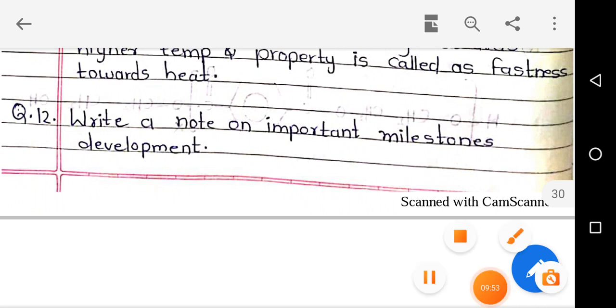This is all about yesterday's lectures. We have revised these important properties. Every dye should possess these properties so that it can become a perfect one.